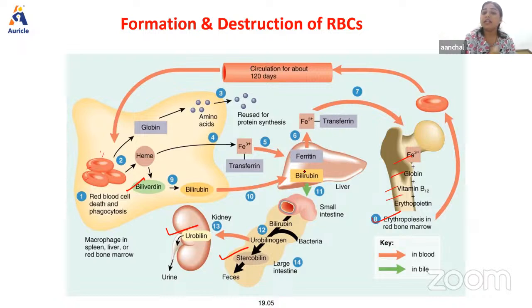Okay, so iron gets converted into ferritin and finally gets stored inside the liver, and whenever there is a requirement of this ferritin for the synthesis of hemoglobin, again it gets transferred into bone marrow for the formation of various blood cells. Okay, so this is all about the formation and destruction of RBC that we have discussed in this one slide.